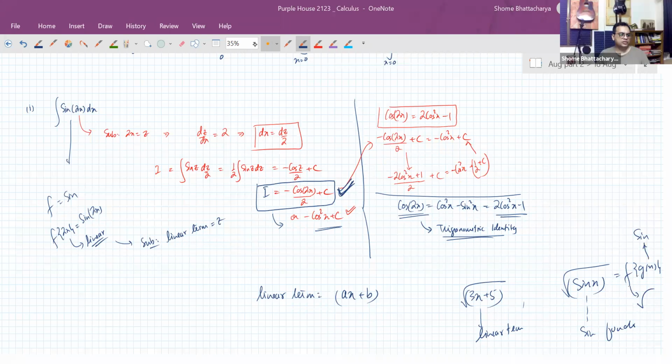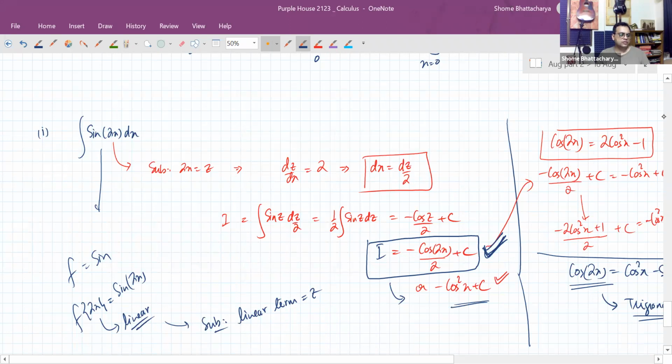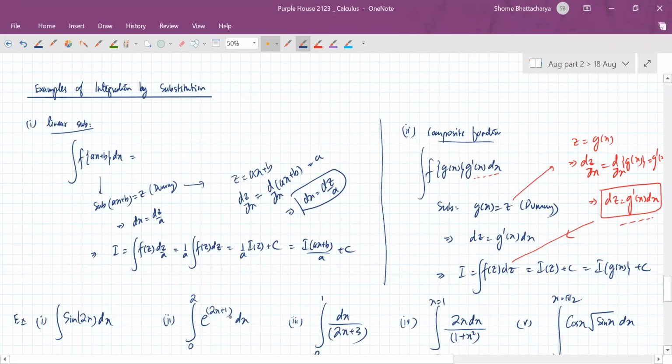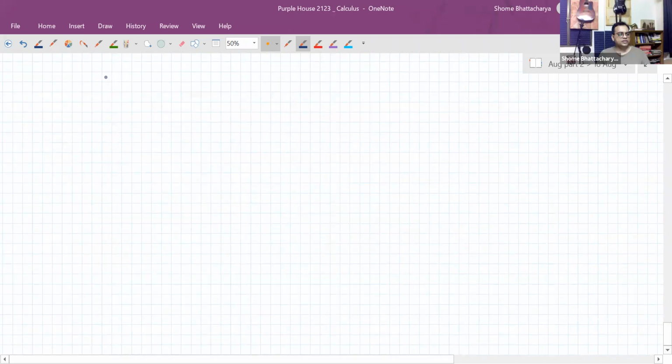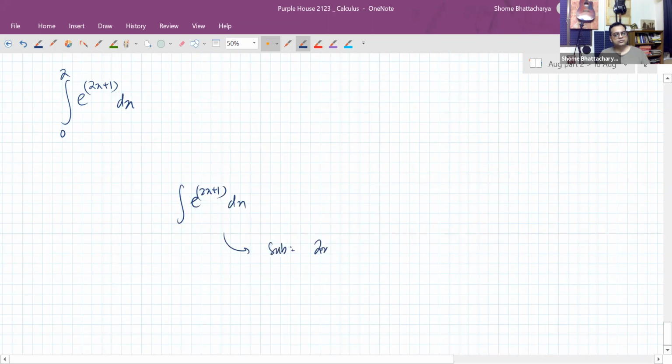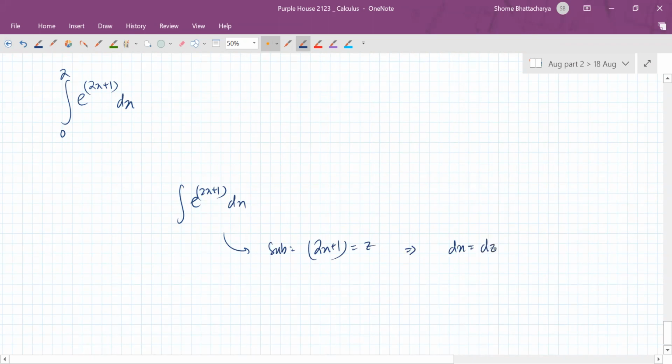Okay, let's move on to the next question. So you want to do e raised power 2x plus 1 from 0 to 2. Again, you can see on the exponential, the power is which type of term? It's a linear term, na? So the integration is done in the same manner: you substitute the linear term as z. So dx becomes dz by 2.